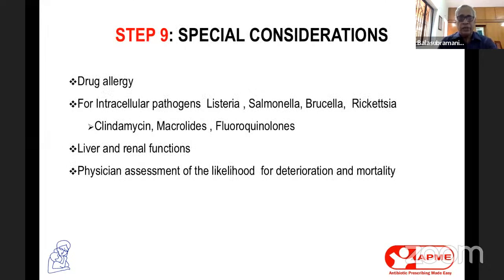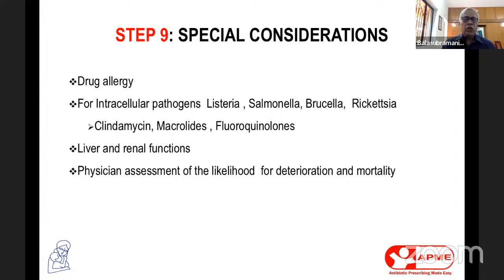Last, special considerations. What are the special considerations? You must always elicit history of drug allergy. Somebody who has got penicillin allergy, you can't give a cephalosporin. And for intracellular pathogens, like for example Listeria and Salmonella, you use specific drugs. For example, one of the reasons why azithromycin is so effective in typhoid and paratyphoid is because azithromycin is an intracellular antibiotic. Okay. Liver and renal functions, hepatitis and nephritis and renal failure, they are special considerations.